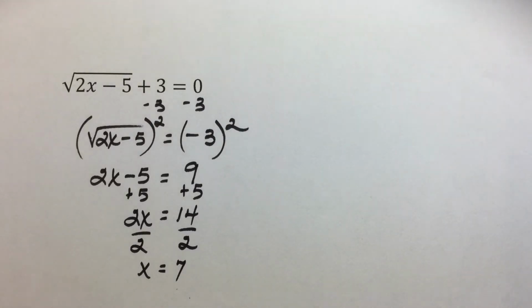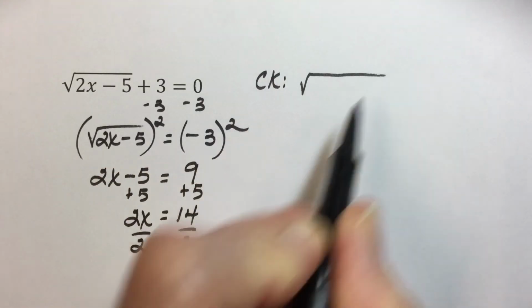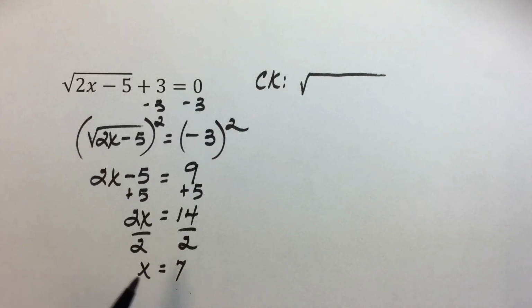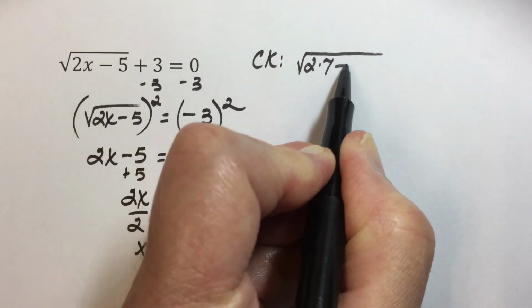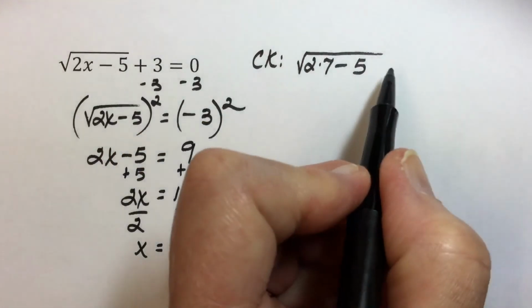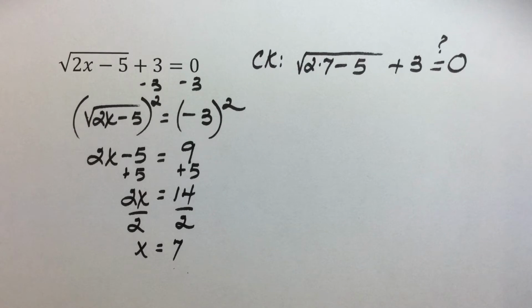The principle of squaring is a procedure to solve a radical equation, but it's not a guarantee that we will always have a solution. So we need to be sure that we check our answer in the original problem. So here's the check. We'll replace the variable with the value that we found. In place of x, we'll put a 7. So we'll have 2 times 7 minus 5 as the radicand plus 3. And we're going to see if we do in fact get a true result.